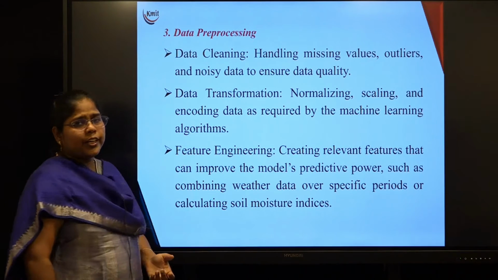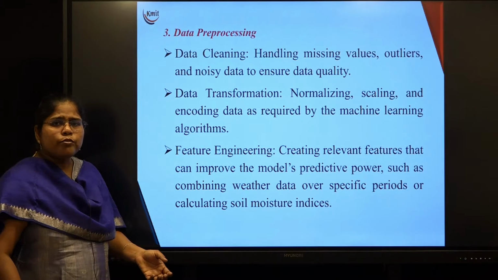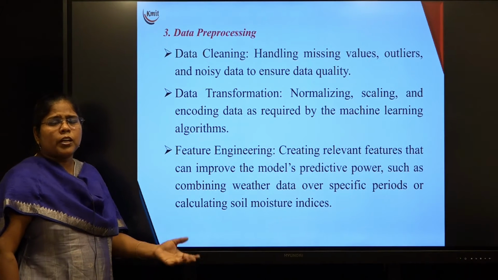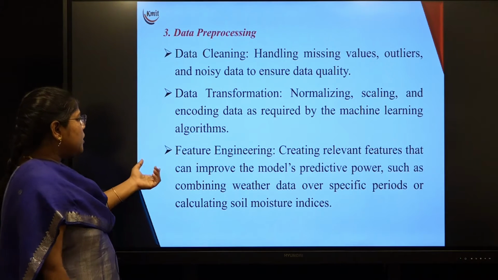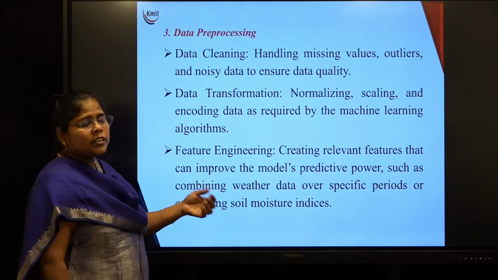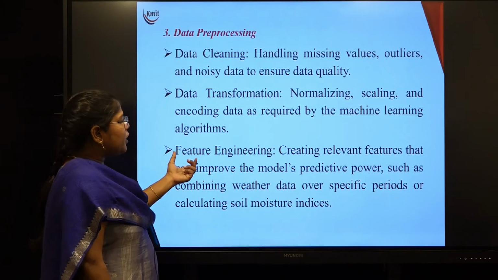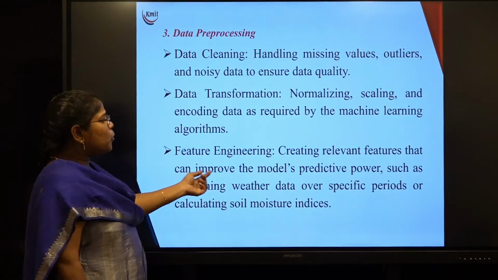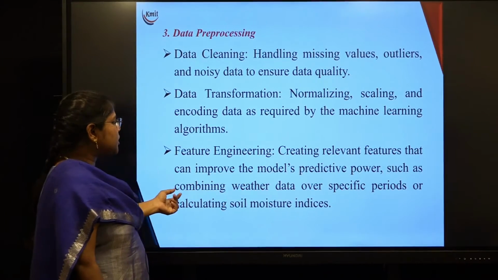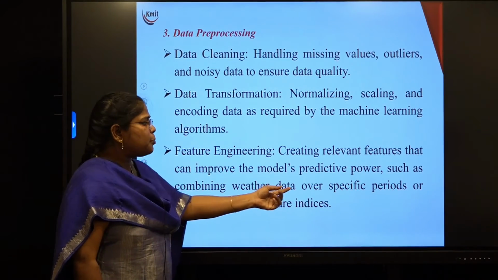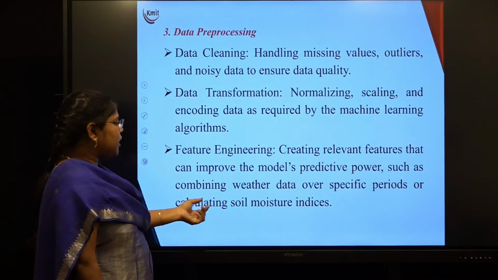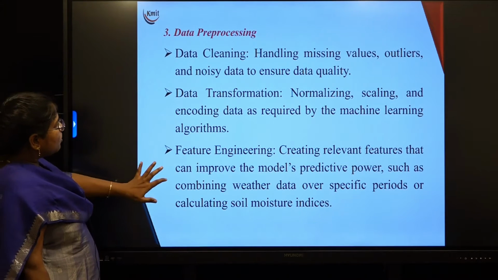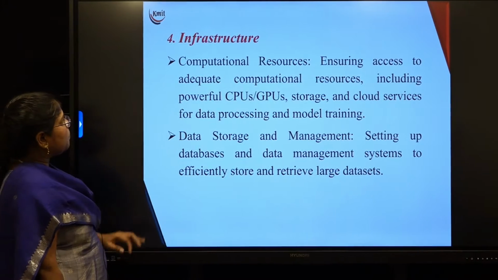Next, doing the feature engineering. When we have a lot of columns as inputs, we need to define or extract some particular columns that can be used to predict the output well. So in feature engineering, we create relevant features that can improve the model's predictive power, such as combining weather data over a specific period or calculating soil moisture indices. So this is the data pre-processing.